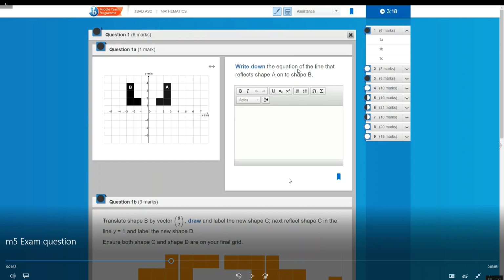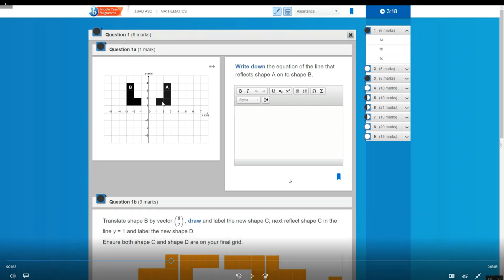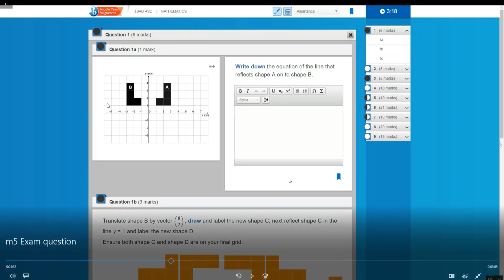Write down the equation of the line that reflects shape A onto B. Here is shape A. If I had to draw a line here, where would I draw it? What is the equation of the line? Y equals 1. Is y equals 1 a vertical line or a horizontal line? It is a horizontal line, but the actual unit is vertically 1 up. Can you see the cursor on this? Okay. Y equals 1 would be this line.